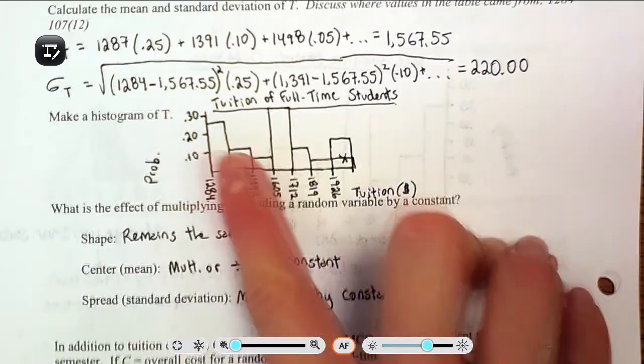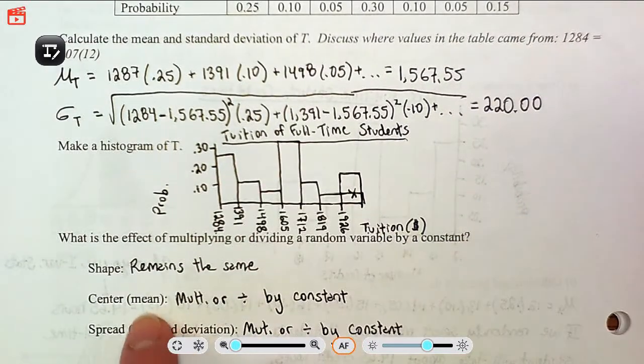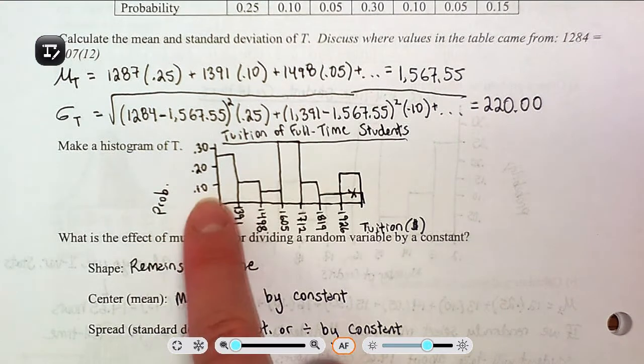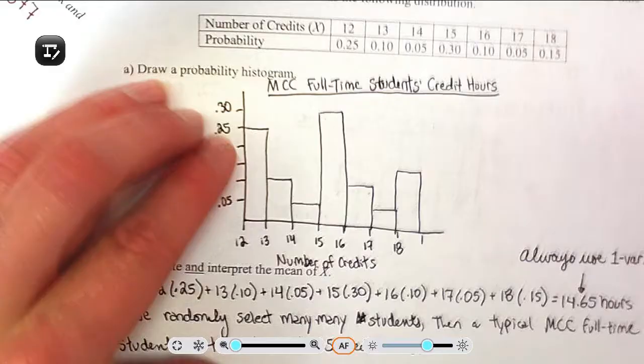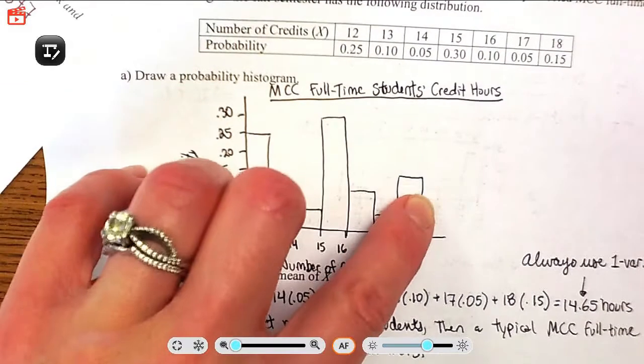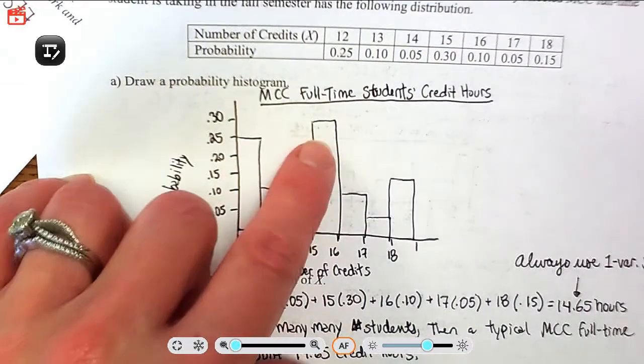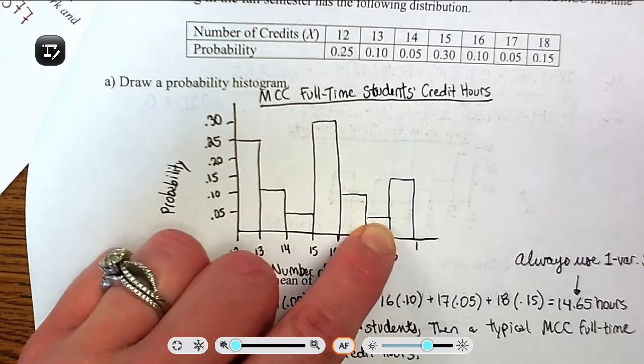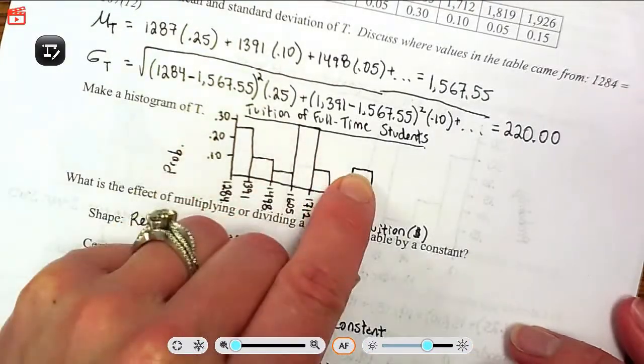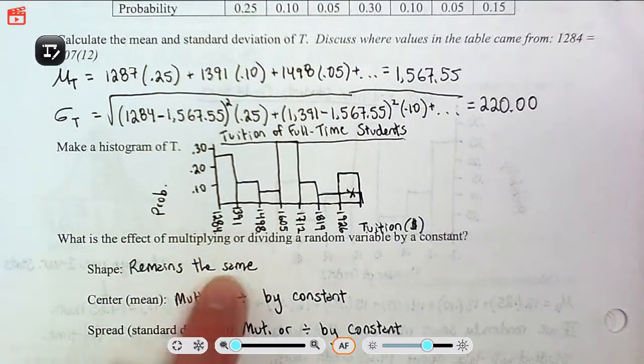So what happened to the shape? What happened to the center? What happened to the spread? The shape of the distribution remained the same. Okay, we still had this three-tier decrescendo, if you will, and then this one here, three-tier, and then that one there. Okay, shape remains the same.